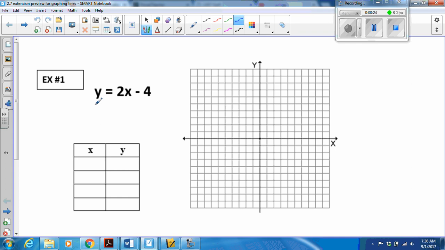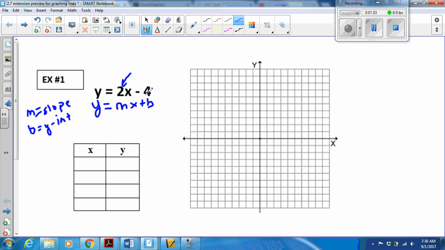Now, one thing you need to figure out when you're graphing this is your slope and your y-intercept. Remember, we had an equation, which is y equals mx plus b. This is what we call our slope-intercept form. In this case, m is what we call your slope, and b is what we call your y-intercept. Remember, the y-intercept is where your graph crosses the y-axis.